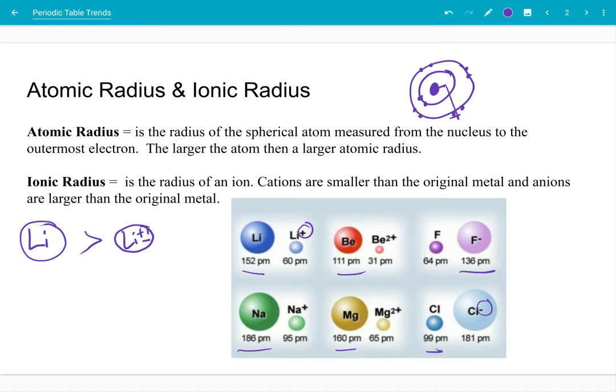And then I have this other example here with chlorine. So here's the chlorine atom, and it's going to be smaller than the chlorine atom after it's been ionized because it's going to grow in size a little bit. With that extra electron, it's going to take a little bit more space. There's a little bit more detail that you can get into at the higher levels.